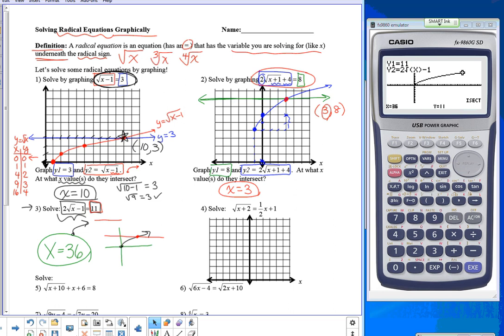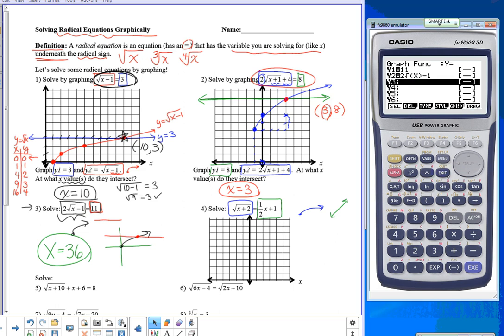All right, let's move on to number 4. Number 4, I've got a square root, so that's going to be the half sideways parabola. And then on the right side of the equation, I have 1/2 x plus 1. We should realize that is actually a diagonal line because it's a function of x. So we're not dealing with a horizontal line this time. We're going to be diagonal.